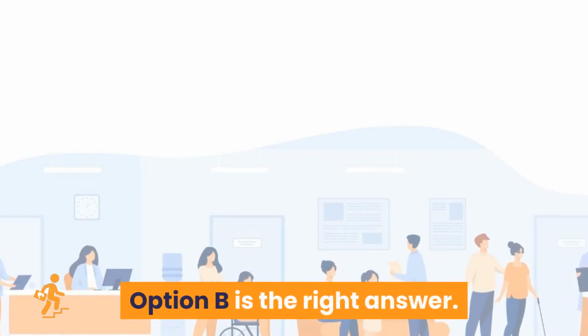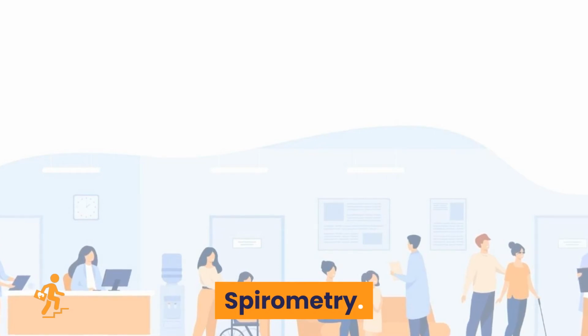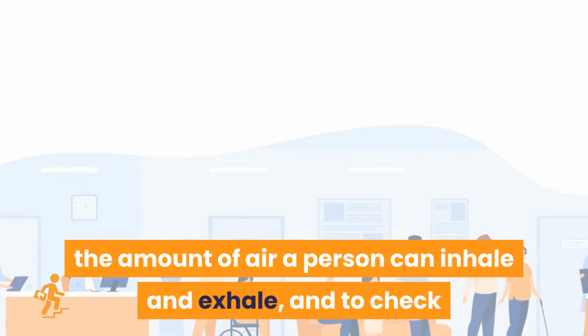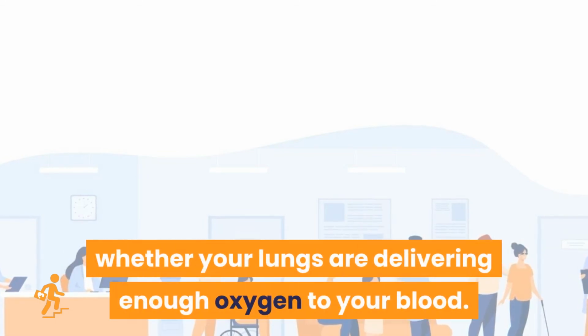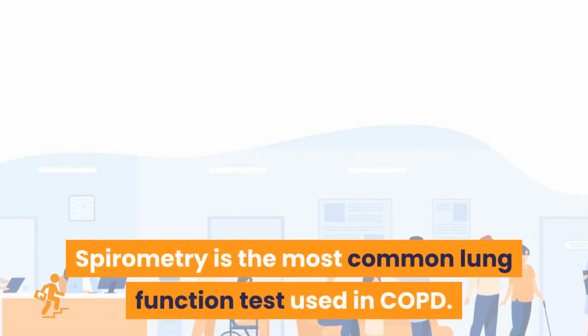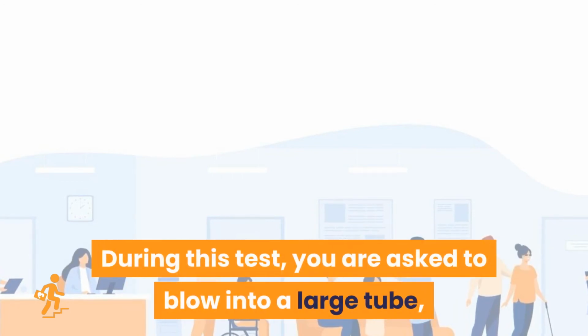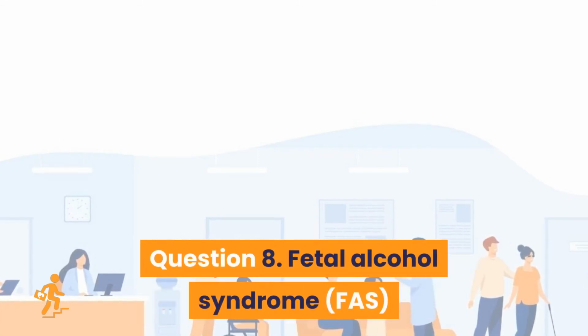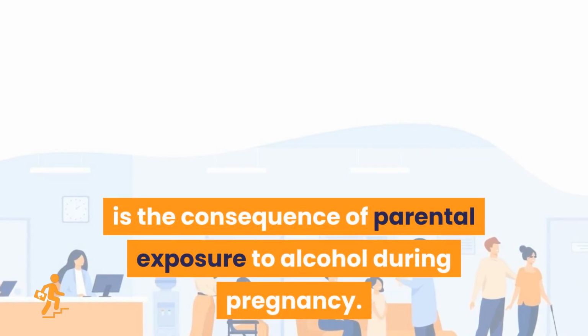Option B is the right answer. Spirometry. Pulmonary function tests help to measure the amount of air a person can inhale and exhale, and to check whether your lungs are delivering enough oxygen to your blood. Spirometry is the most common lung function test used in COPD. During this test, you are asked to blow into a large tube connected to a small machine, which is called a spirometer.